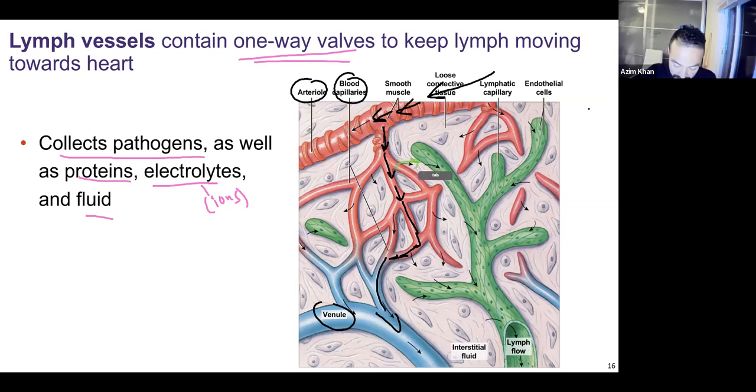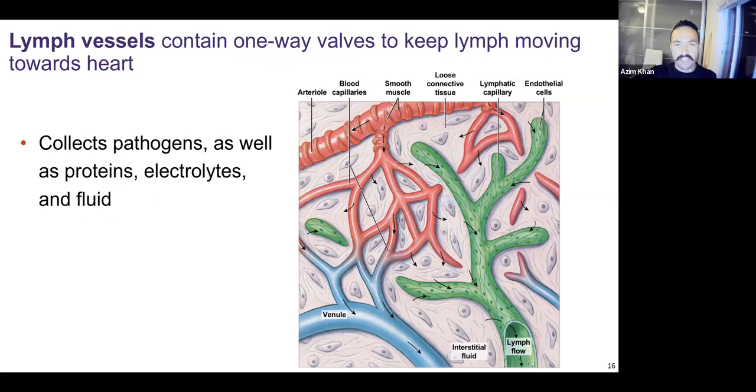Some fluid will leak, as I'm drawing here in blue, into the interstitial area and then get absorbed by lymph capillaries. And that excess fluid travels in one direction back towards the heart, specifically to a vein back towards the heart.